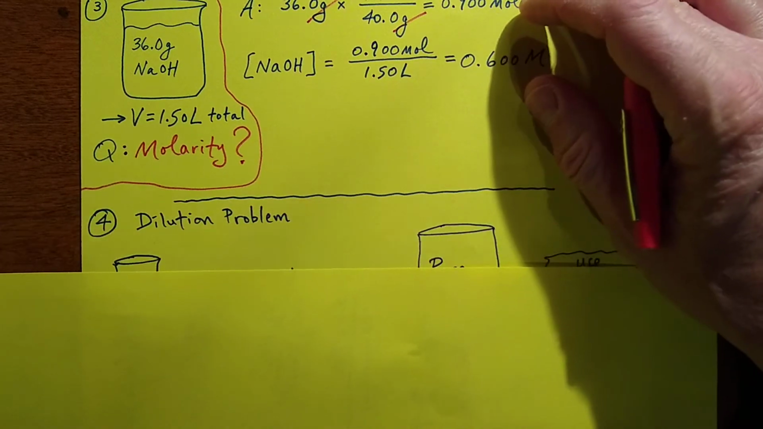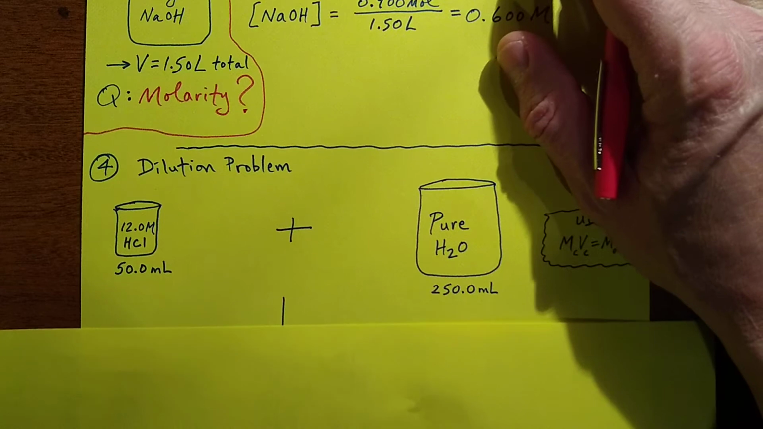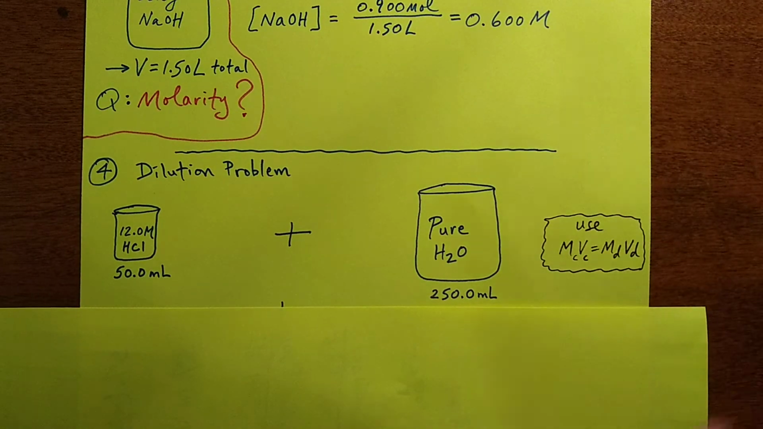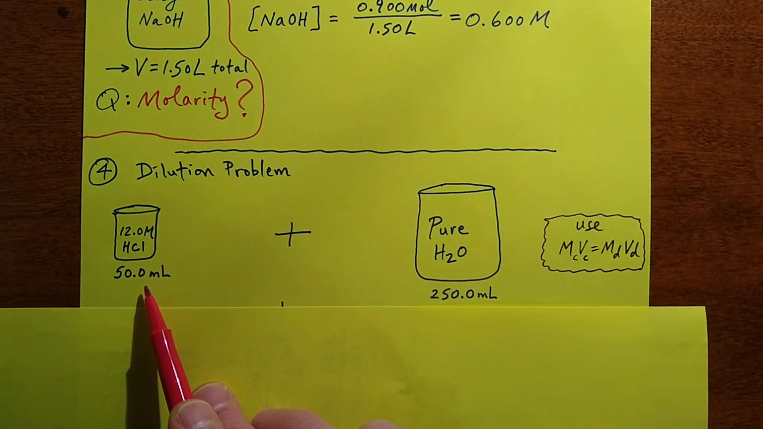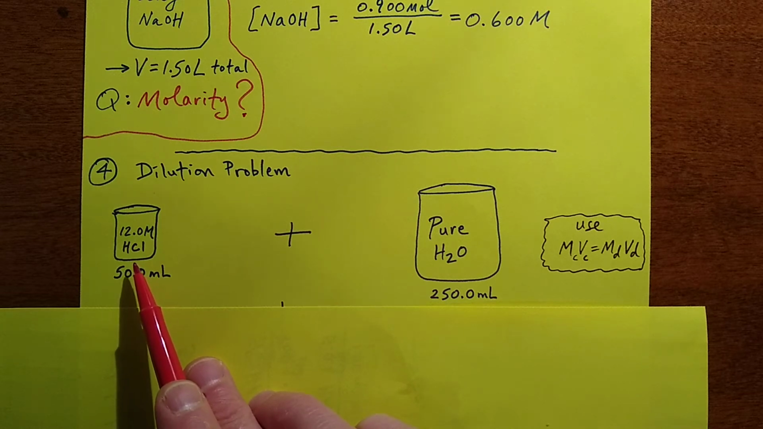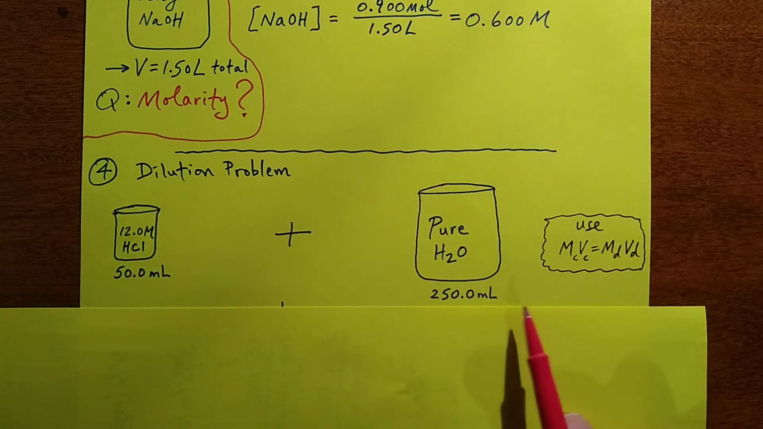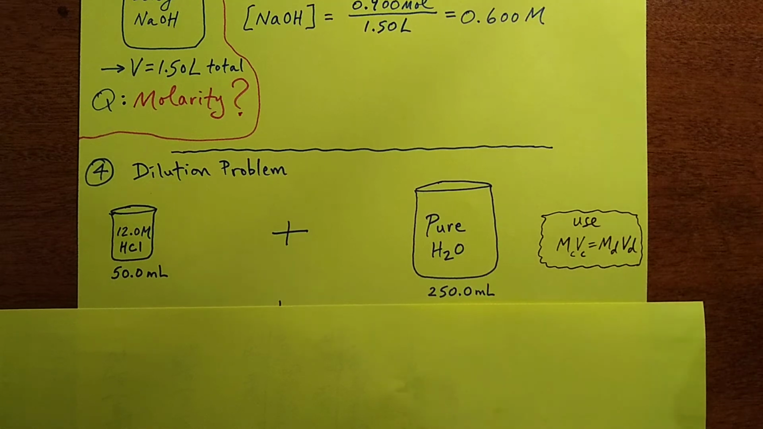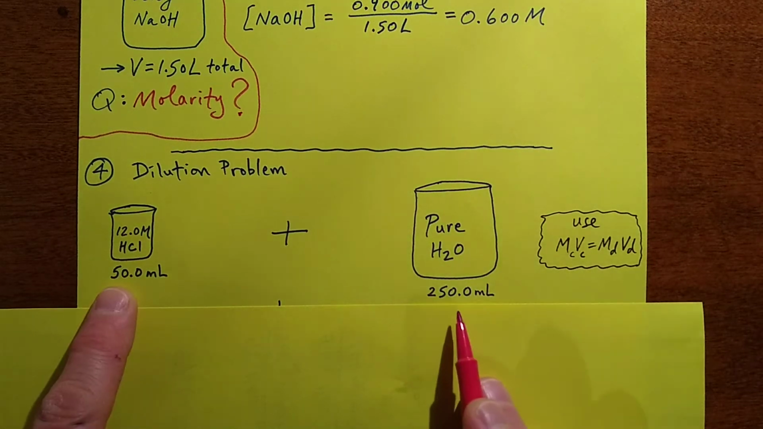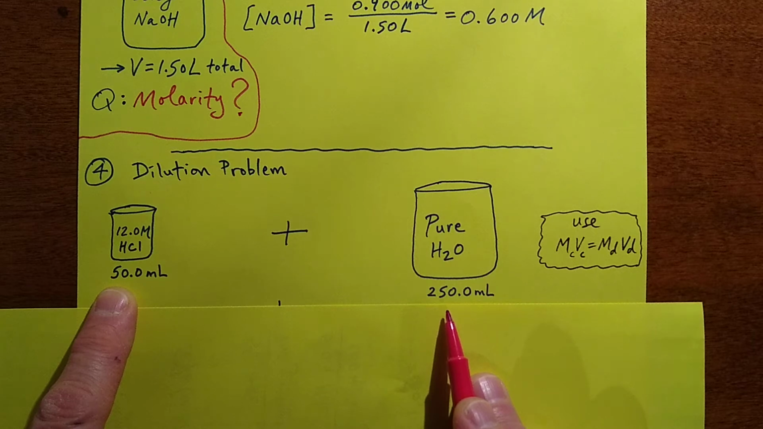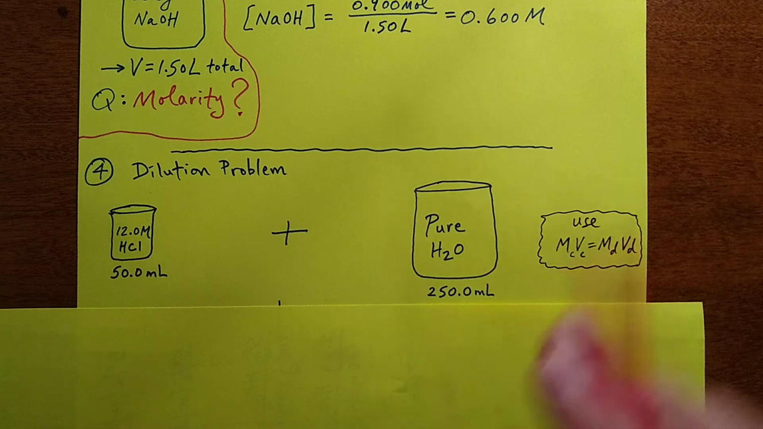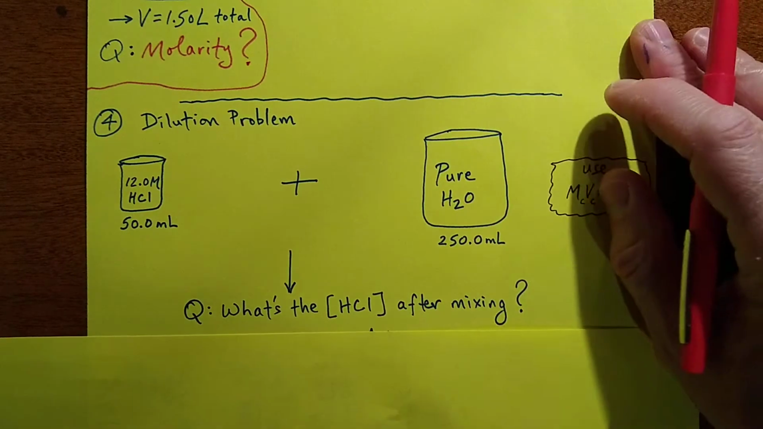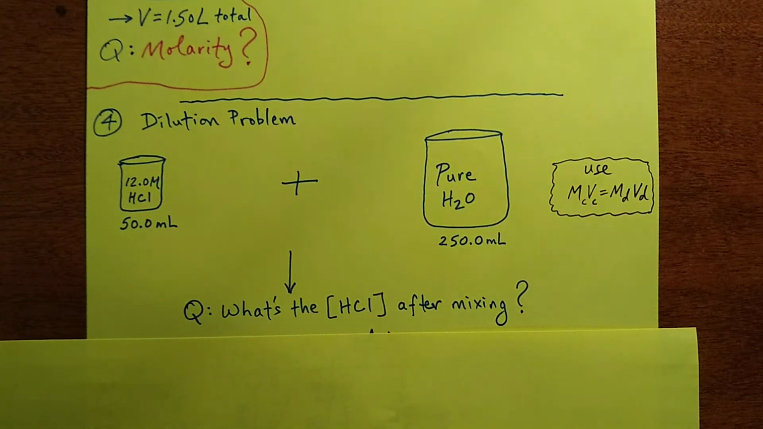That's a pretty easy problem. Here's a dilution problem. Let's say I give you something like this. I say you have 50.0 milliliters of 12 molar HCl. That's a strong acid, very concentrated. I say add 250 milliliters of pure water to it. Mix them together in some larger container. It would have to be a container at least 300 milliliters in volume, otherwise it would spill over. What is the concentration of this acid after you mix it?